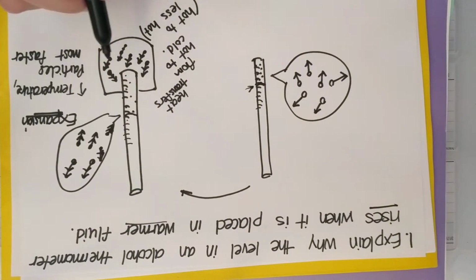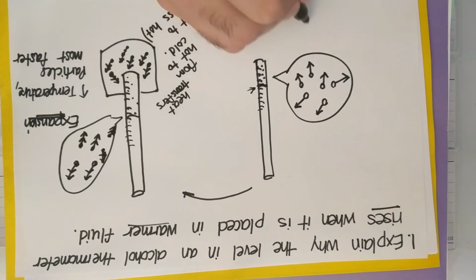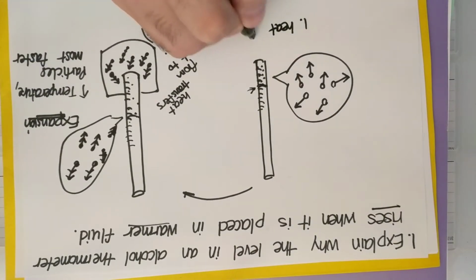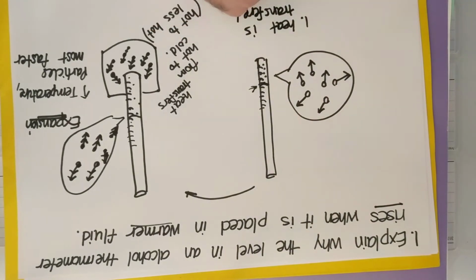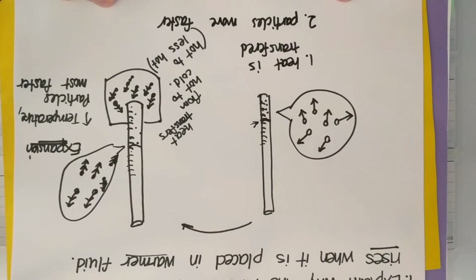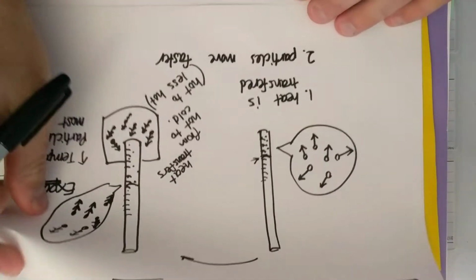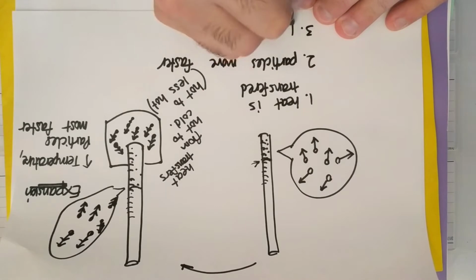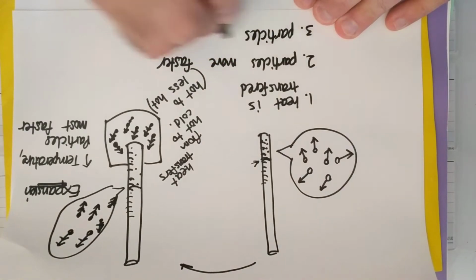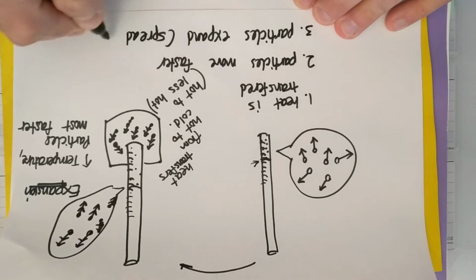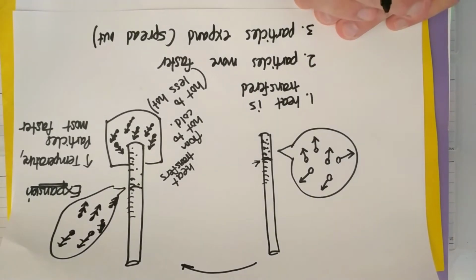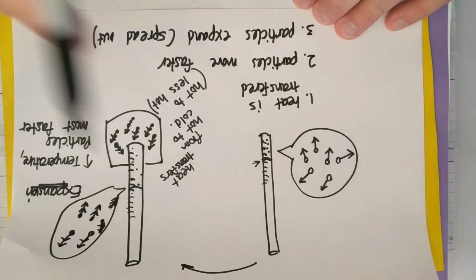So if I were to do this in 3 steps, I would say heat is transferred, particles move faster, and then because particles are moving faster, particles are able to expand. Particles expand or spread out. Because that is the basic property that happens in a thermometer.